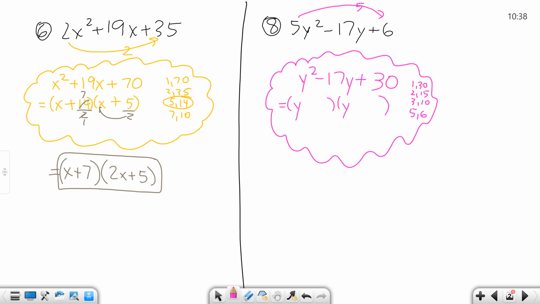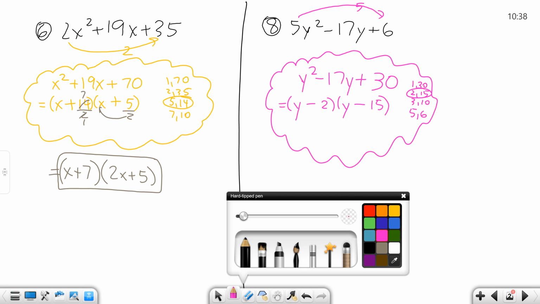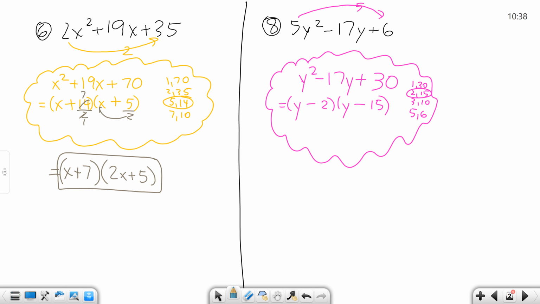I want the ones that add to give me 17. That's 2 and 15. So put in here 2 and 15. The signs are both negative. And when I get done with that, I have to go back and divide both of these things by 5, because I multiplied by 5. I've got to divide by 5.